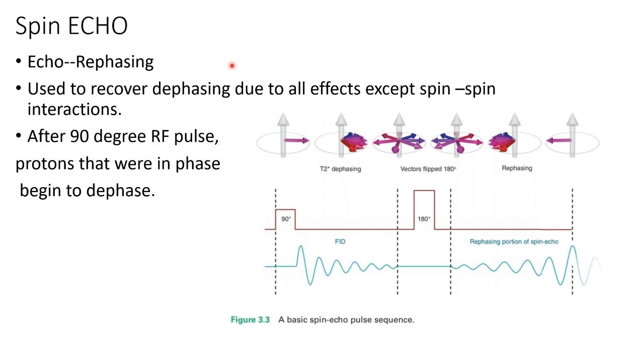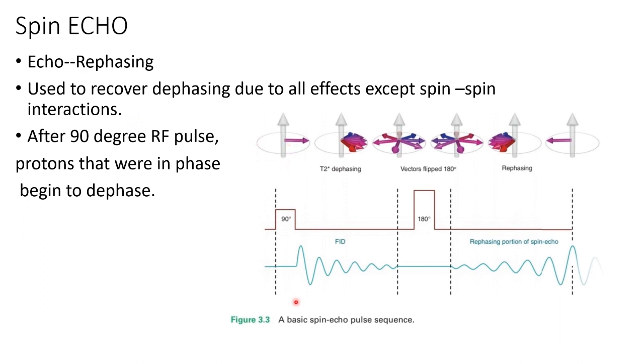So spin echo. As we have seen, during the T2 decay, the decay happens much faster than we think because of spin-spin interaction and magnetic field inhomogeneities. So before we can actually capture the image, the dephasing will be very fast, and we are not able to capture the image that fast. So what we can do is create an echo using spin. After the dephasing is over, we start rephasing again. That is called an echo, which is used to recover dephasing due to the effects of spin-spin interactions and magnetic field inhomogeneities.